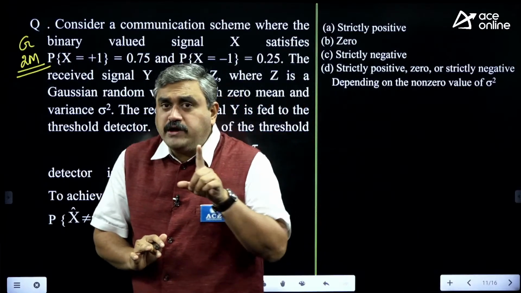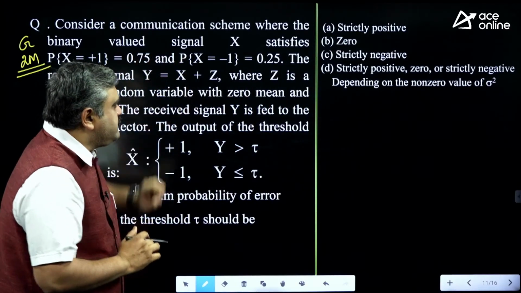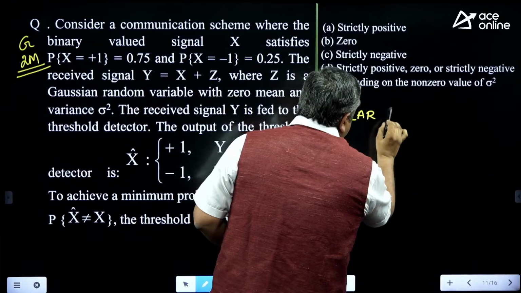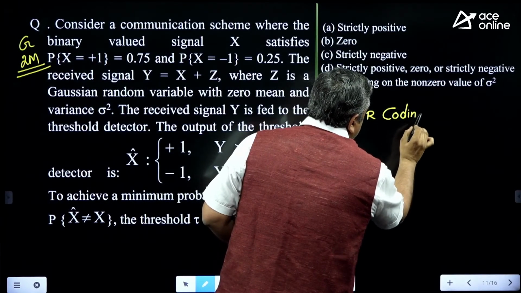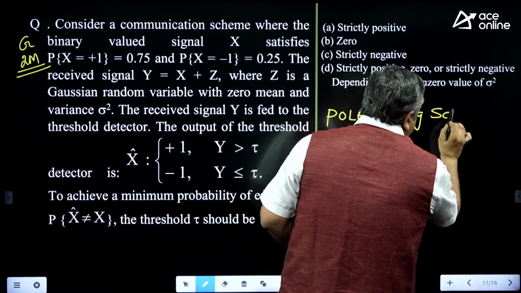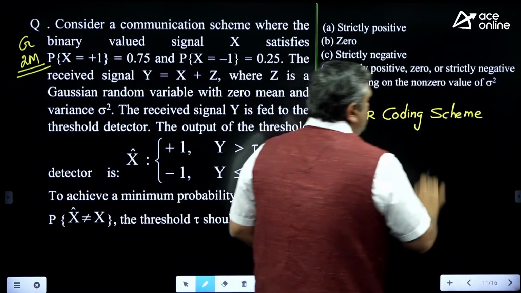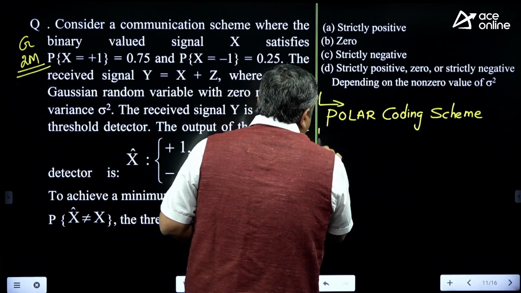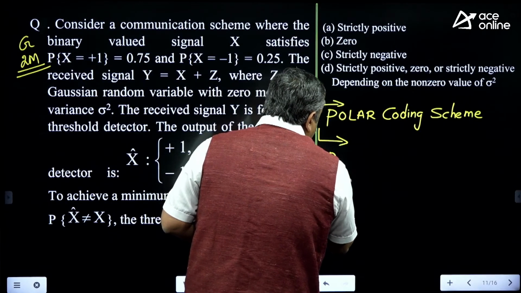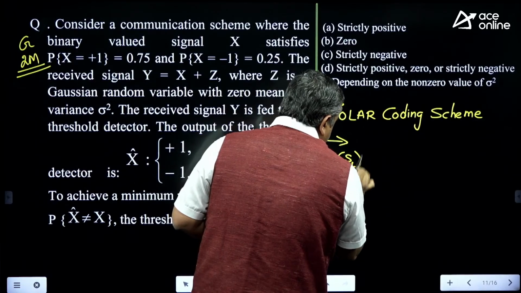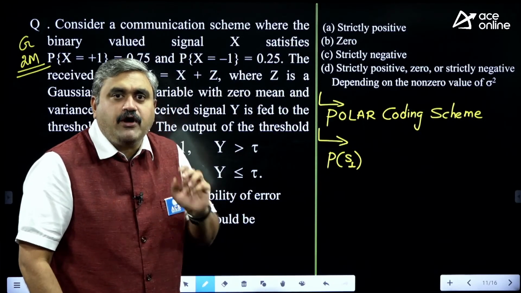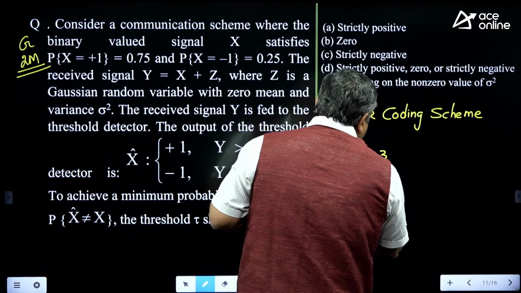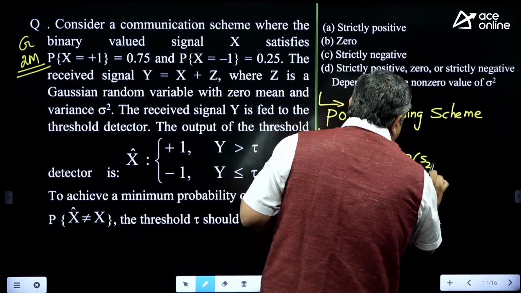Understand the concept carefully. What type of coding is he using? Plus 1 and minus 1 means, is it a polar coding scheme? In polar coding only, we will use a positive voltage for bit 1 and a negative voltage for bit 0. That is the first point. Now, what is the next point? Instead of writing x equal to 1, I will write it as S1 in our logic, just to confuse you. He will give like that. You convert into your formats. So what is P of S1? 0.75 means 3 by 4. So what is P of S2? Automatically it becomes 1 by 4.